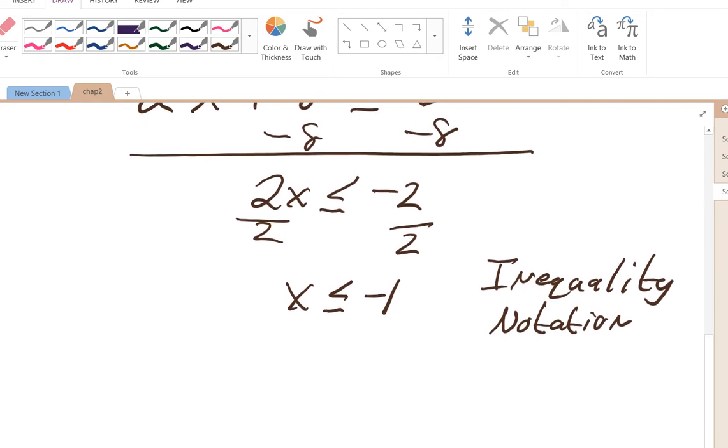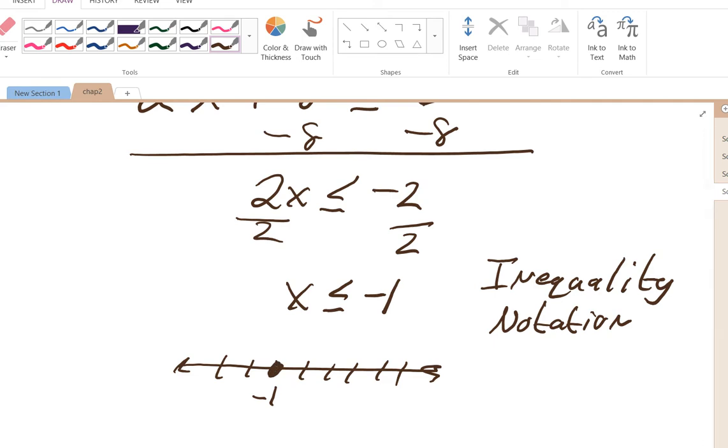If I want to write it as a number line, then I draw my number line there. Put little hash marks on here. It doesn't really matter where you put the number. I'm just going to put it right there. Since this time x is less than or equal to negative 1, I'm going to put a solid dot on there. Again, it's pointing that direction, so I'm going to shade in that direction. So that would be our number line graph.